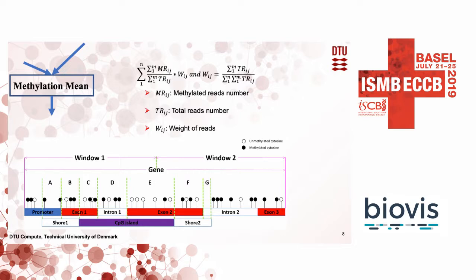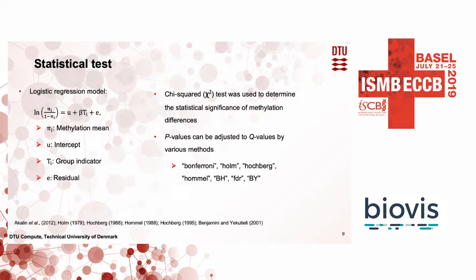In the calculation, the methylation means are computed in the different regions, for example, from A to G, and also the interactive regions, also the whole regions like the window, also the whole genes. But for some regions like G, there are no CpG sites located in this region, so this region makes no sense. It will be discussed. And then it does the logistic regression model to calculate the p-values, and then adjusts them to q-values by different methods.